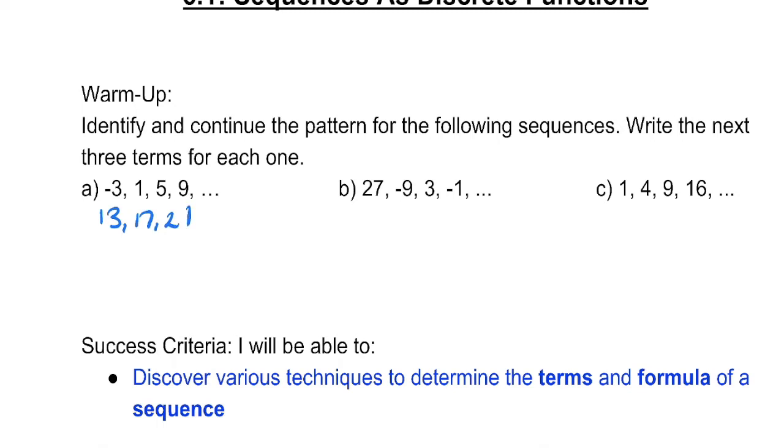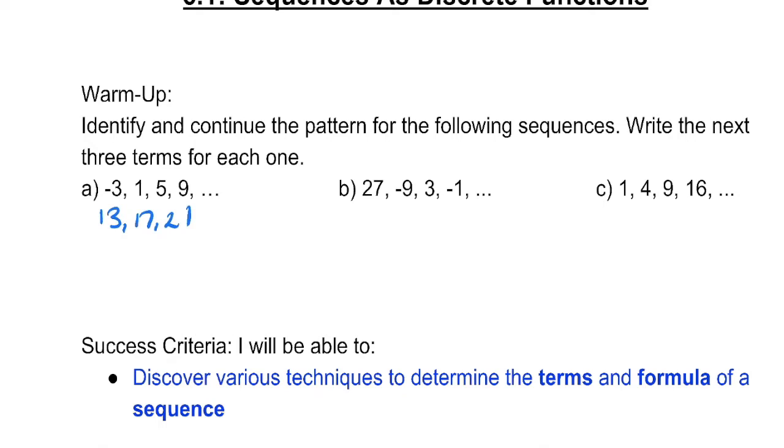The next one is a little bit more tricky. 27, -9, 3, -1. So it's a bit different than the first one. It's not going up or down by the same value, or later on we're going to say the same difference. But we could try to guess that we go from 27 to -9. Seems like a division by 3, or -3 in this case.